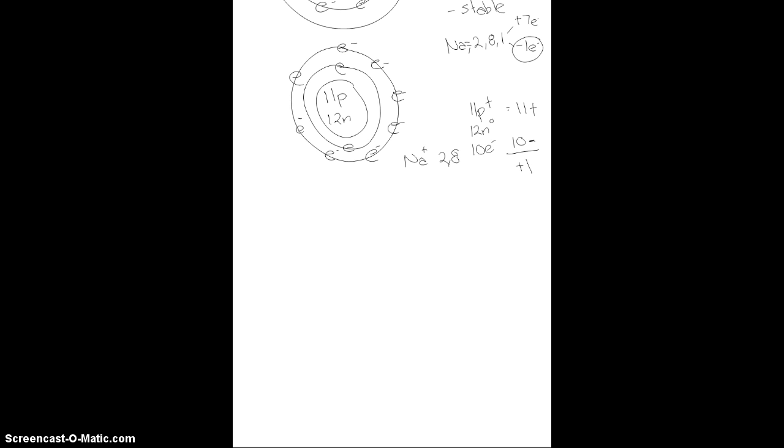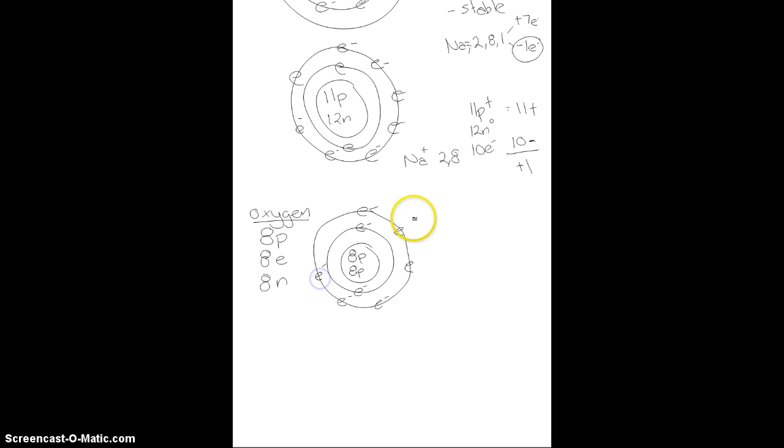If we look at an atom at the other end of the periodic table, such as oxygen, oxygen has 8 protons, 8 electrons, and 8 neutrons. So to draw that, we would draw 8 protons, 8 neutrons in the nucleus, 2 electrons in its first shell, and then 6 electrons. Shorthand of that being oxygen is equal to 2, 6.